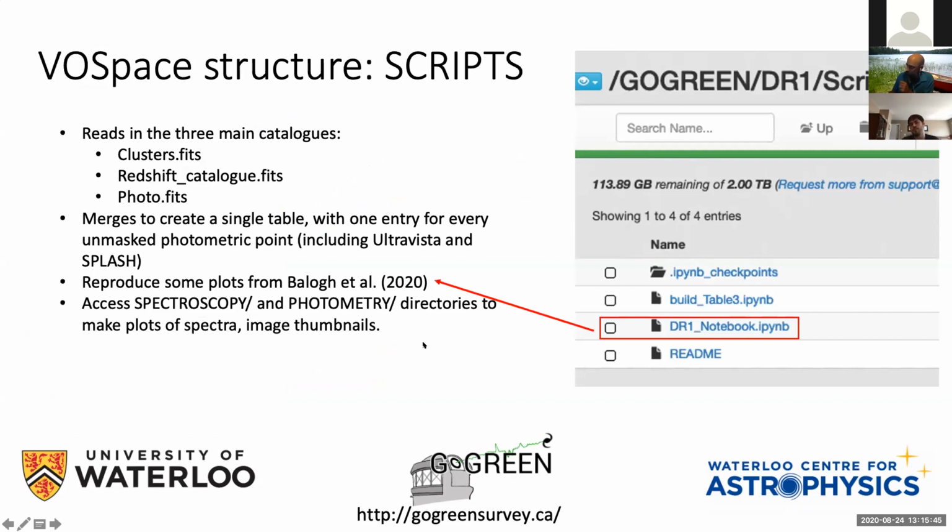And lastly, we provide a couple of Python 3 Jupyter notebooks. And I'll show an example of those in a moment. One of the notebooks reproduces some of the plots from the data release paper and just provides an example for how to read the catalogs, how to make some figures and use the data.